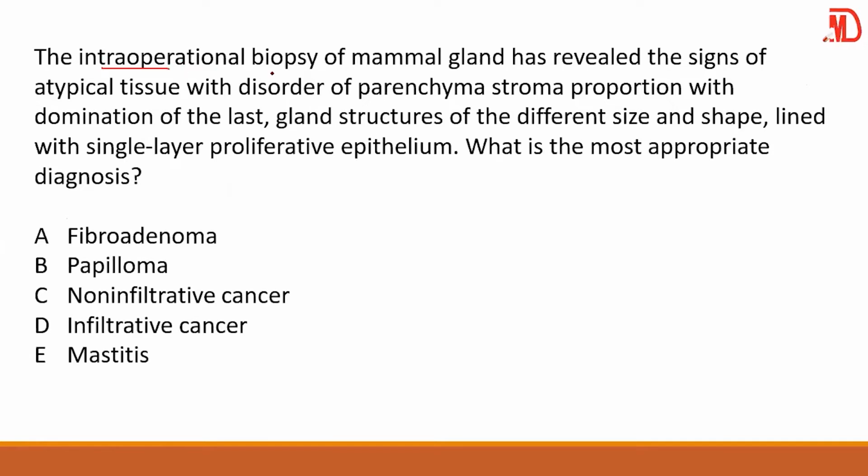Now, the intraoperative biopsy of a mammary gland has revealed signs of atypical tissue. When we talk about atypical tissue, you are thinking of a problem with what? With a tumor or with a cancer? Atypical tissue with a disorder of the parenchymal-stroma proportion, with domination of the latter, and gland structures of different size and shape, lined with single layer proliferative epithelium. What is the most probable diagnosis?